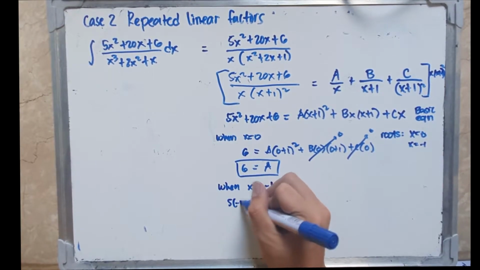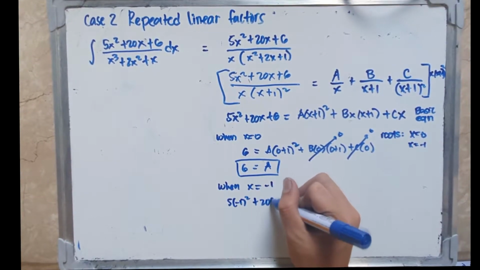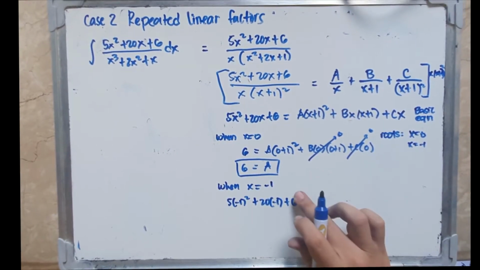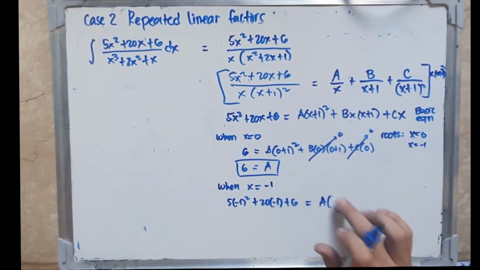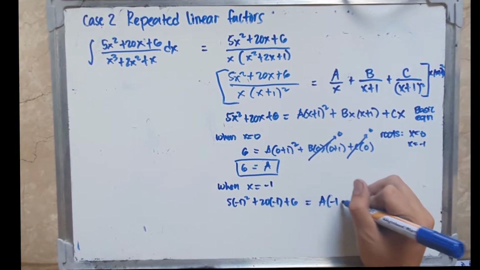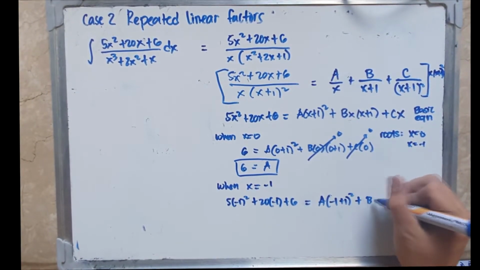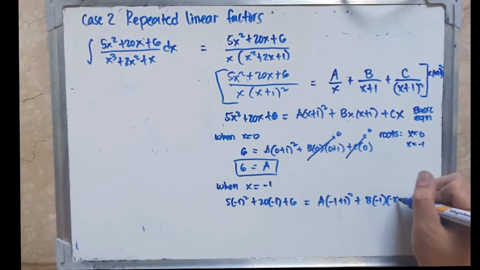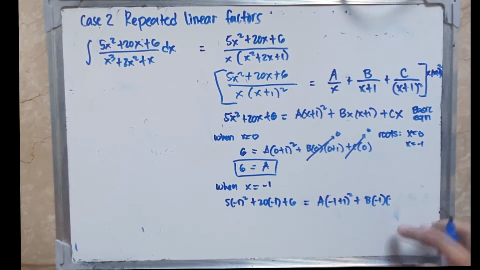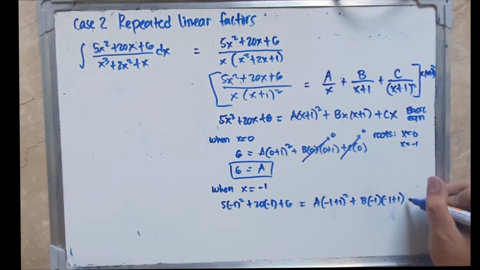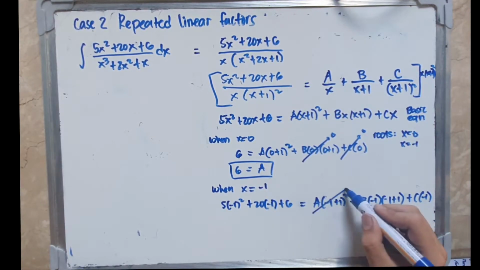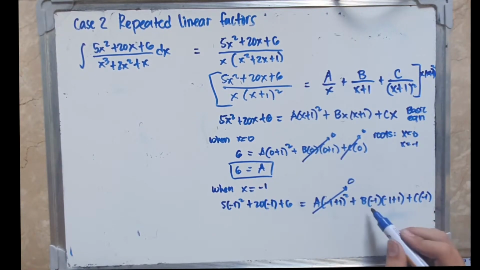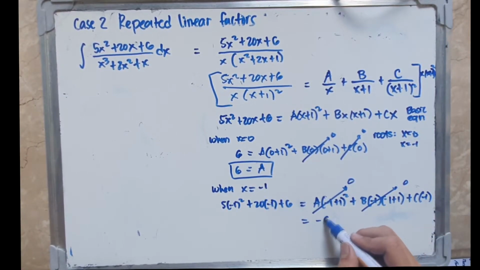So we have 5 times negative 1 squared plus 20 times negative 1 plus 6 equals A times (negative 1 plus 1) squared plus B times negative 1 times (negative 1 plus 1) plus C times negative 1. On this side of the equation, negative 1 plus 1 is 0, and this is also negative 1 plus 1, 0. So we have negative C.